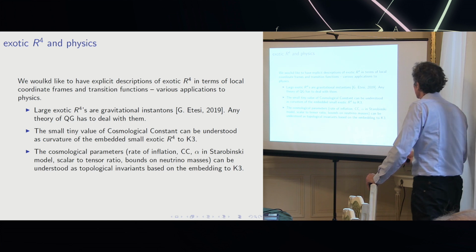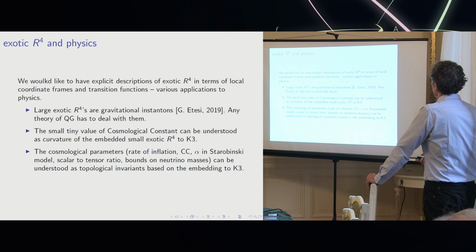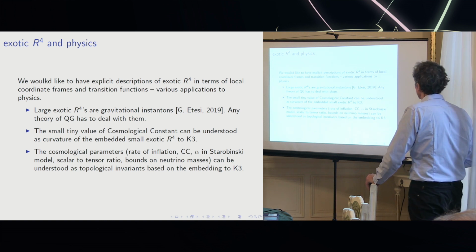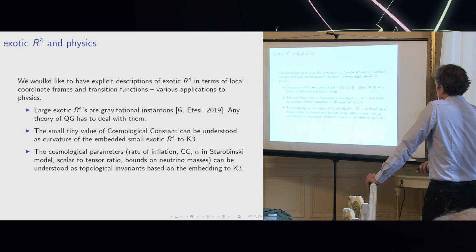Okay, let me switch to the last part, which is exotic R4 and physics. A recent result by Etesi shows that large exotic R4 are gravitational instantons. So, as the conclusion, any theory of quantum gravity, which is quantization of general relativity, has to deal with such things.